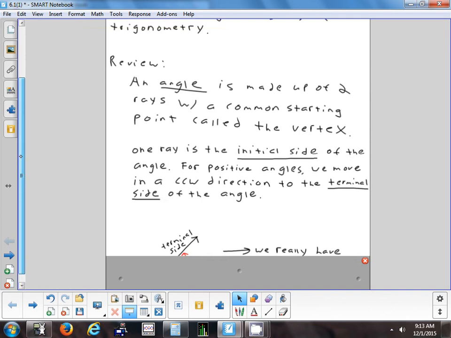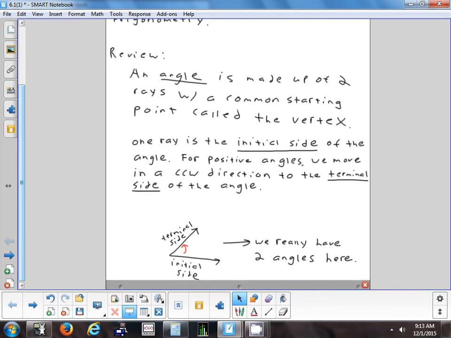Let me try to show you a picture and keep this up. The way you can figure out which side is the initial and which side is the terminal is if you go in a counterclockwise direction, wherever you end up, that's the terminal side. You always start at the side that's usually going to be horizontal, and the side you head towards counterclockwise, that's the terminal side. As long as we're measuring things in a counterclockwise direction, we're going to be dealing with positive angles. We can measure things in a clockwise direction, but then we'd be dealing with negative angles.